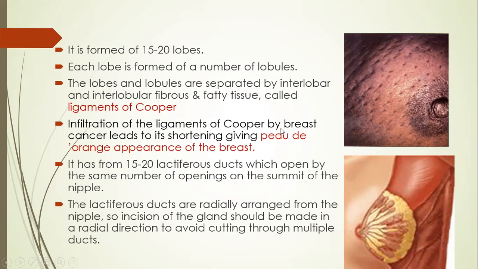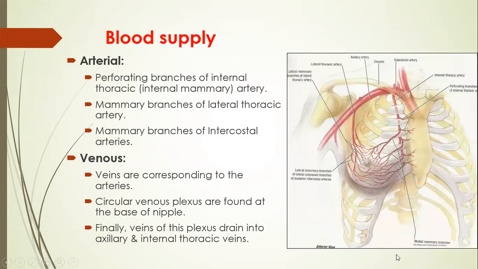So that's why it is called purely orange appearance. It has 15 to 20 lactiferous ducts because there are 15 to 20 lobes, and they all open separately into the nipple. The lactiferous ducts are radially arranged from the nipple, so the incision of the gland should be made in a radial direction. If you see here, all these are present in radial fashion. So when you do surgery, you should be able to do it radially so that you don't cut along the lobes and lobules.